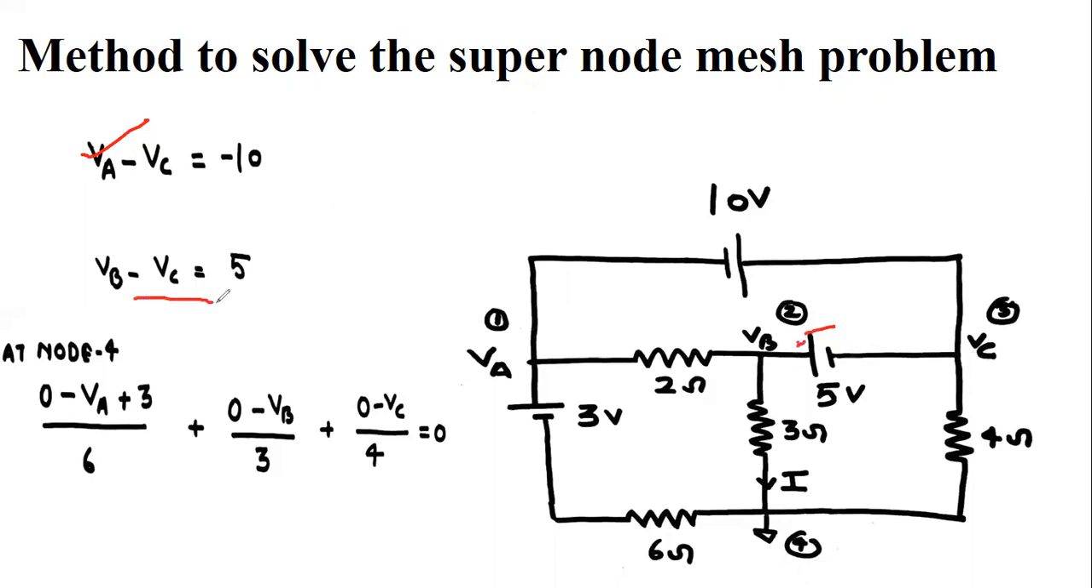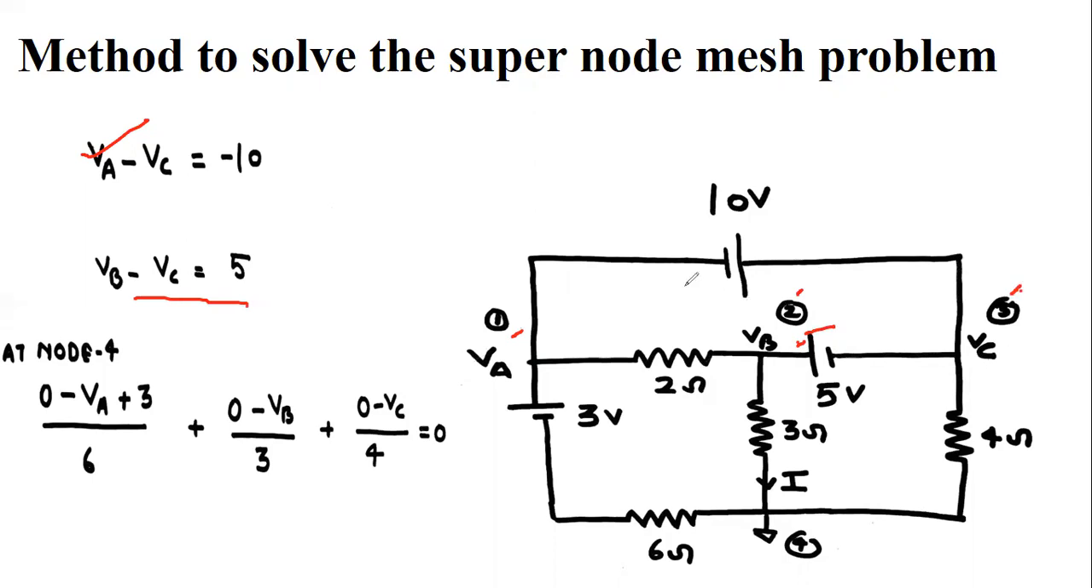So my second equation is VB minus VC equal to 5. Now we have three variables: VA, VB and VC. So we also require a third equation, for node 1, node 2 and node 3.